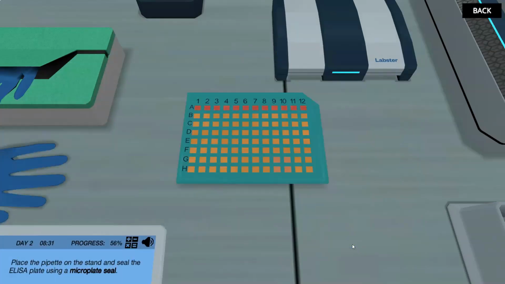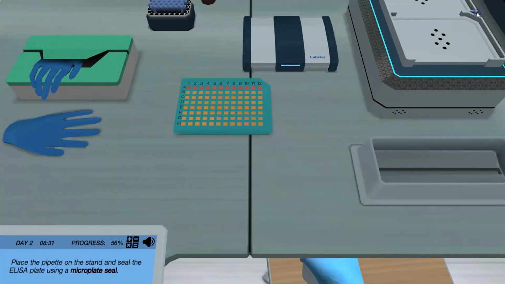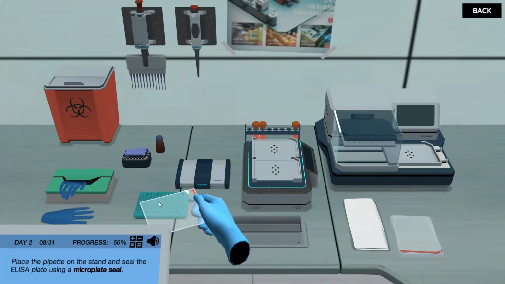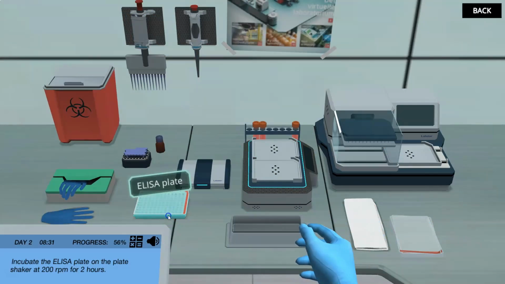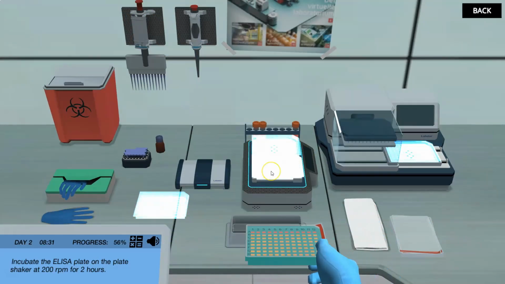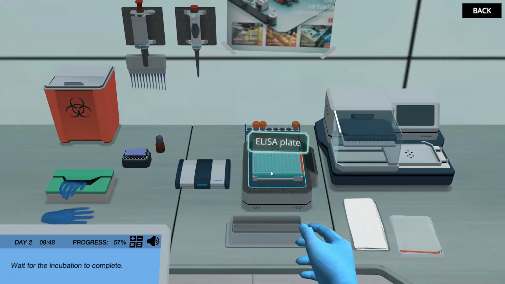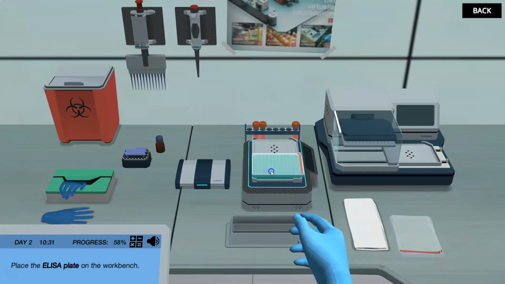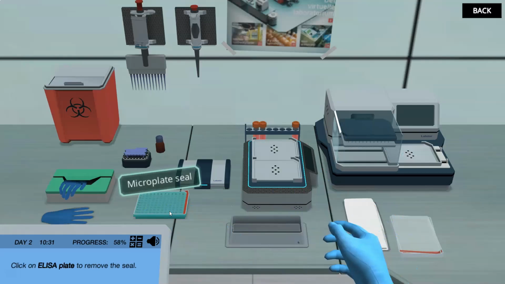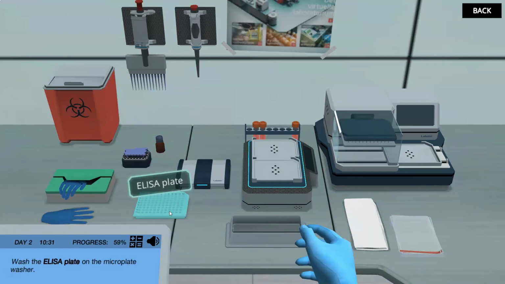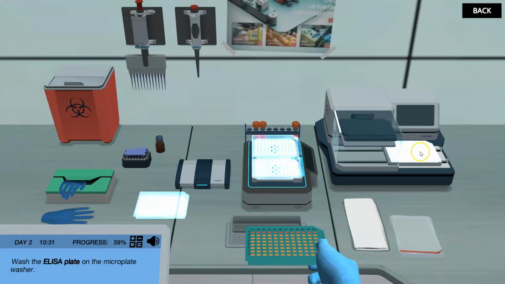Place the pipette on the stand and seal the ELISA plate using a microplate seal. Incubate the ELISA plate on the plate shaker at 200 revolutions per minute for 2 hours. Wait for the incubation to complete. Place the ELISA plate on the workbench. Click on ELISA plate to remove the seal. Wash the ELISA plate on the microplate washer.